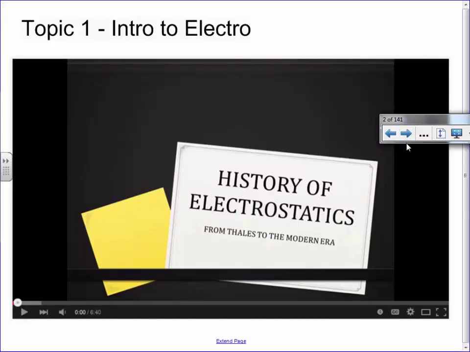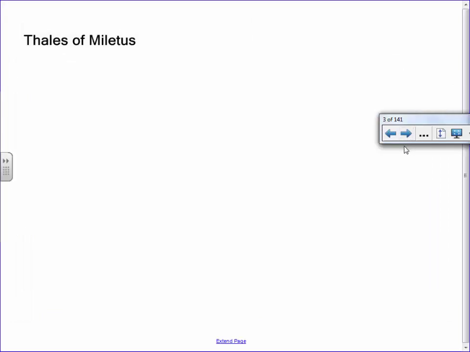Okay, so our first topic, we talked about introduction to electrostatics. And we basically did a little mini history lesson on a few different historical figures who discovered things about electricity. Thales of Miletus. Anyone remember, without looking in your notes, what he discovered?